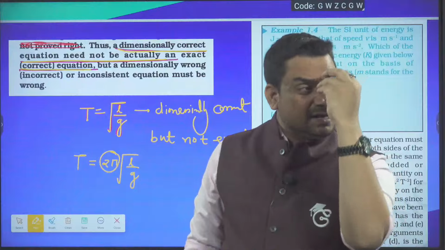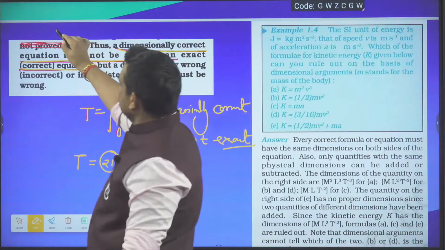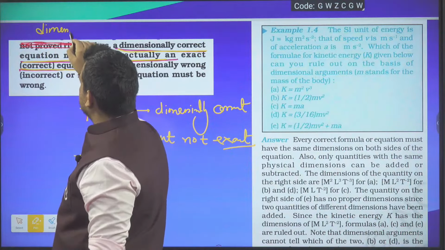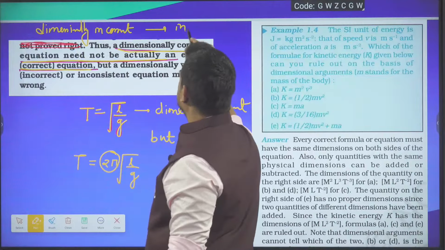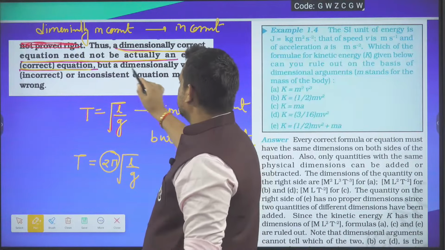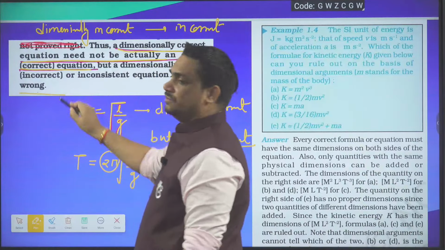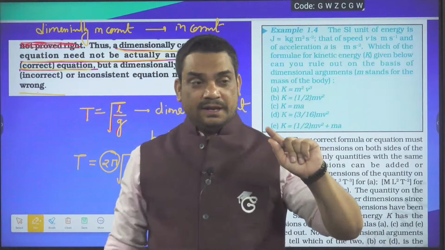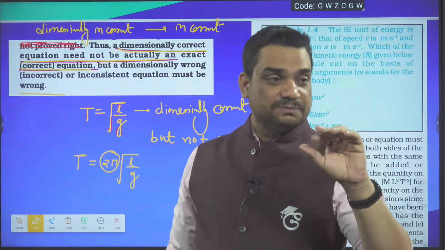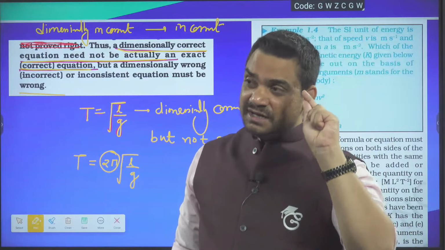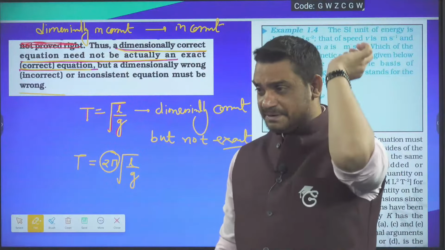But dimensionally incorrect is dimensionally incorrect. A dimensionally wrong formula, or an inconsistent equation, must be wrong. So dimensionally correct can be correct or may not be correct, because a constant might be missing and we cannot find the constant. But if it is dimensionally wrong, it is 100% wrong. No doubt at all.